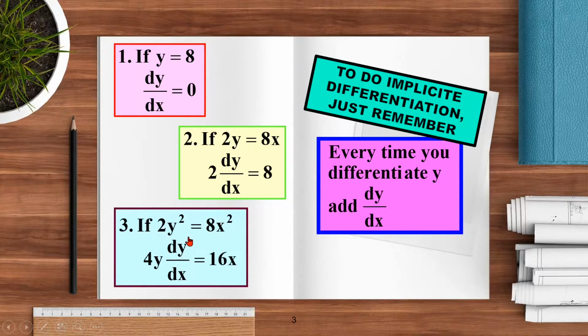These are not so good examples on how to differentiate, but I just want to put them side by side so that you can see how I differentiate a normal 8x squared and how I differentiate 2y squared. I just want you to see that.